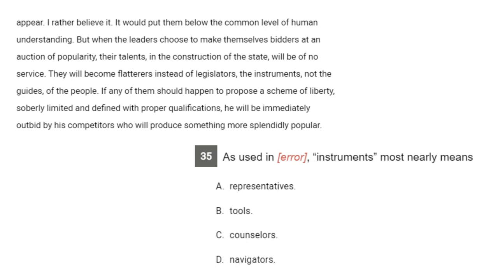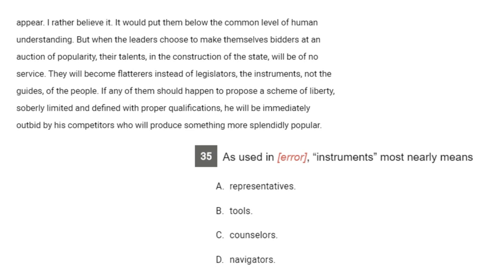I rather believe it would put them below the common level of human understanding. But when the leaders choose to make themselves bidders at an auction of popularity, their talents in the construction of the state will be of no service. They will become flatterers instead of legislators, the instruments, not the guides, of the people. If any of them should happen to propose a scheme of liberty, soberly limited and defined with proper qualifications, he will be immediately outbid by his competitors who will produce something more splendidly popular.